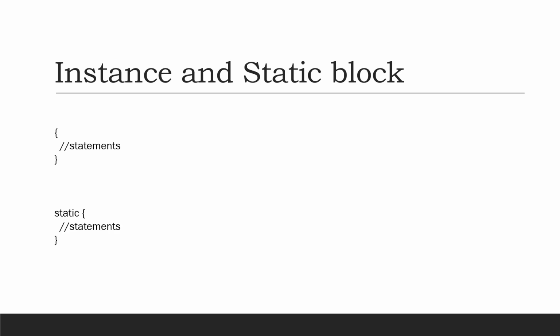So let's understand another concept of static and instance. We have seen static method, static variable, instance method, instance variable. Similar to that, there is a concept called instance and static block. The block is without any name, just curly braces. If you write curly braces and then some statements, this is called an instance block. But if you write the keyword static and then opening and closing curly braces with some statements, this is called a static block. So what is the use of that? Let's understand with the help of the program itself.